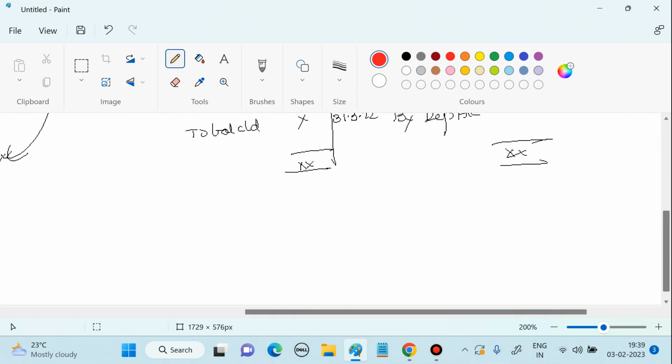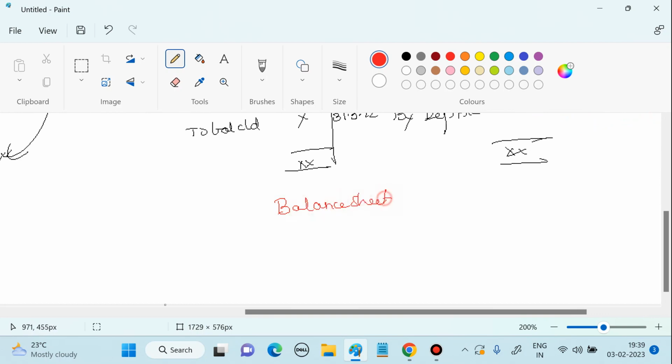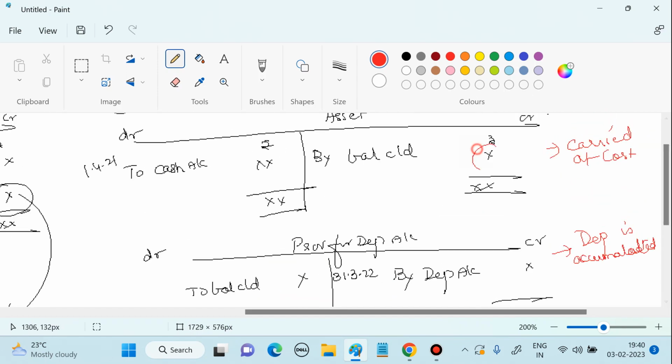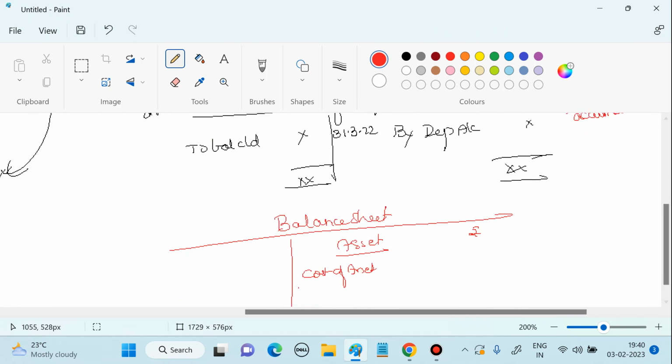Yeah. In the balance sheet, how is it shown? In the balance sheet, on the asset side, you would have the cost of that asset. That is the original cost that you have here. Less, you will write the provision for depreciation account. Every year depreciation is being transferred to this account, and the total would be written there. In the outer column, you will have the net balance.